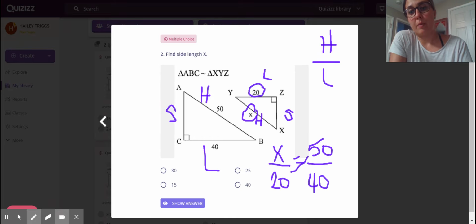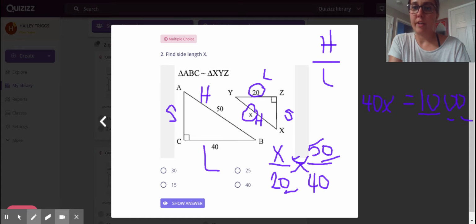I'm going to cross multiply. So X times 40 is 40X, and 20 times 50 is 1,000. You can use your calculator for that. The trick I did was 5 times 2 is 10, and then I added the zeros for each one. So I know it's 1,000.